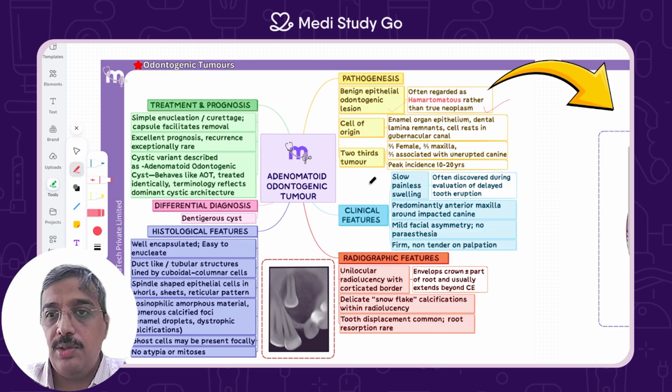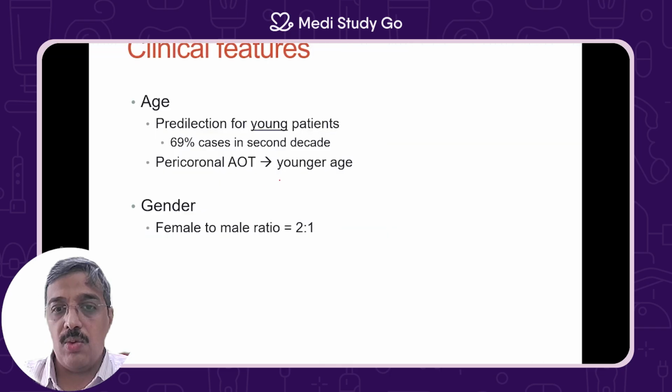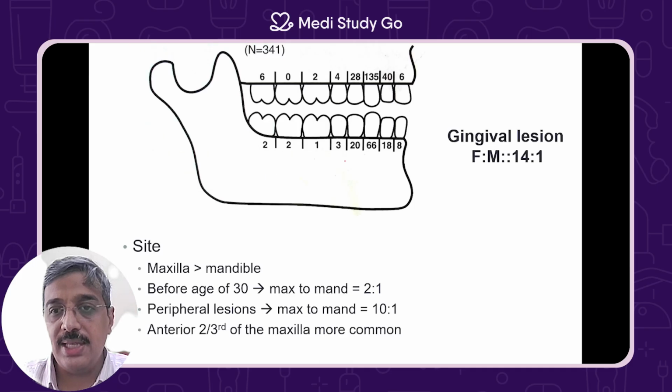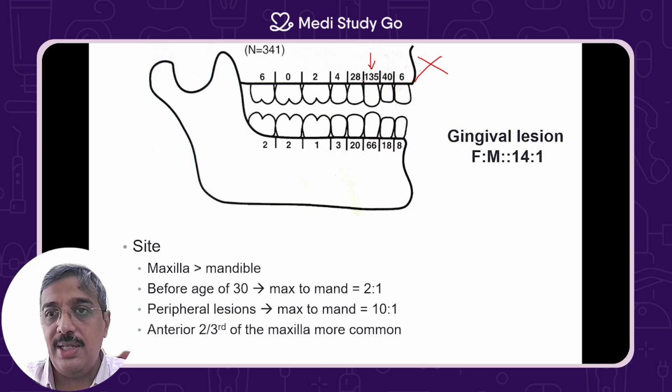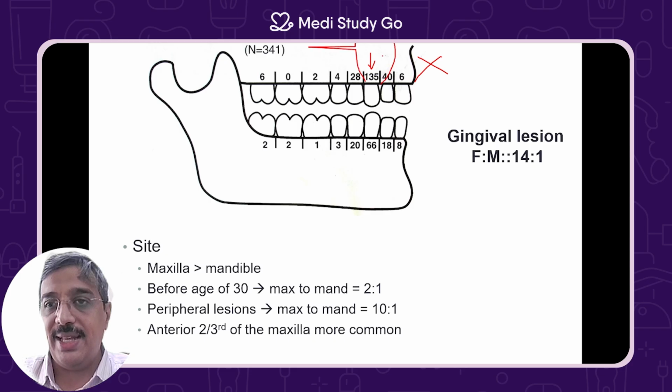So let's quickly jump into the characteristic features. It is known as the two-third tumor. Now, why is it called the two-thirds tumor? Because 2 of the 3 cases occur in females, 2 of the 3 cases occur in the maxilla, and 2 of the 3 cases occur in the canine region, that is between the 2 and the 3 tooth region. So you can predominantly assume that a female in the second decade with a lesion in the canine region will most likely have an adenomatoid odontogenic tumor.